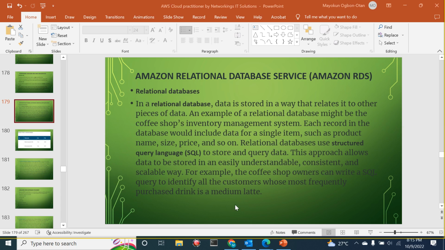Now, the first thing we need to pick from here is that relational databases use SQL, structured query language, to store and query data. And they said they store data in such a way that each record in the database includes data for a single item, such as the product name, the size, and the price. Let's look at this picture here.